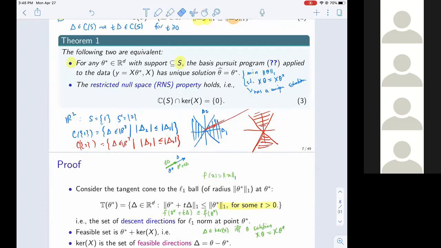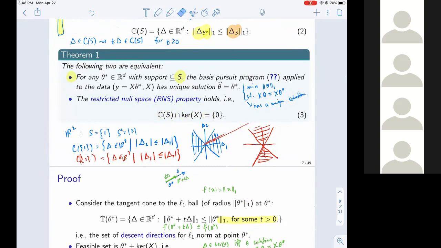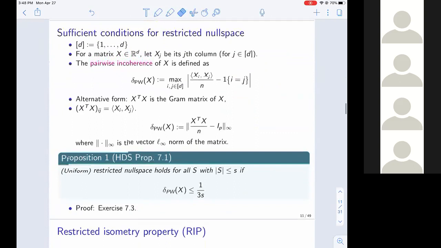So this is not easy to verify in general, as you might imagine. So we have tried to come up with alternative conditions that are sufficient for this to hold. I'm going to go over some of them briefly, and some of it you will work out in the problems.